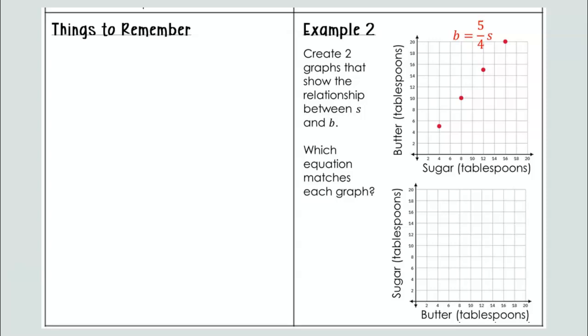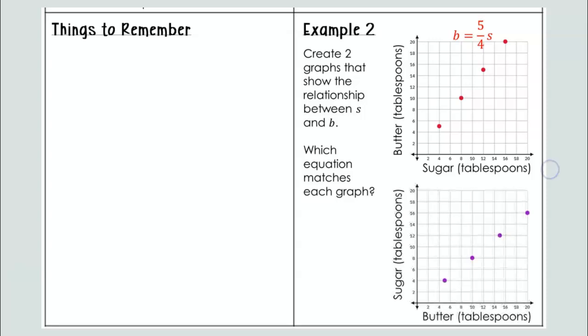When we reverse it and make butter the independent and sugar the dependent, our graph becomes 5/4. Over 5, up 4, or S equals 4/5 B.